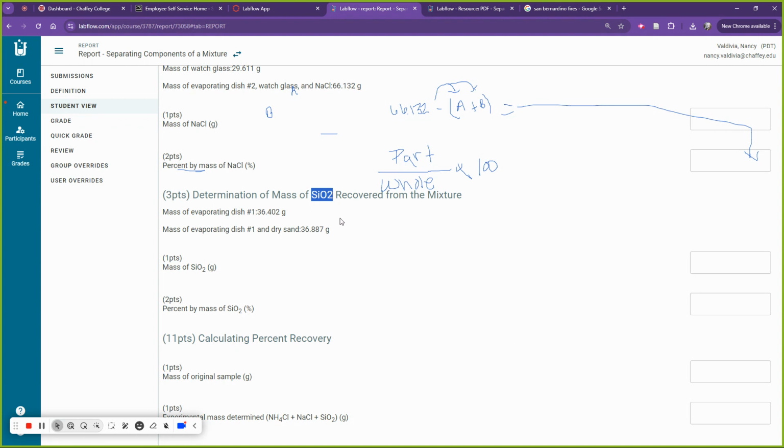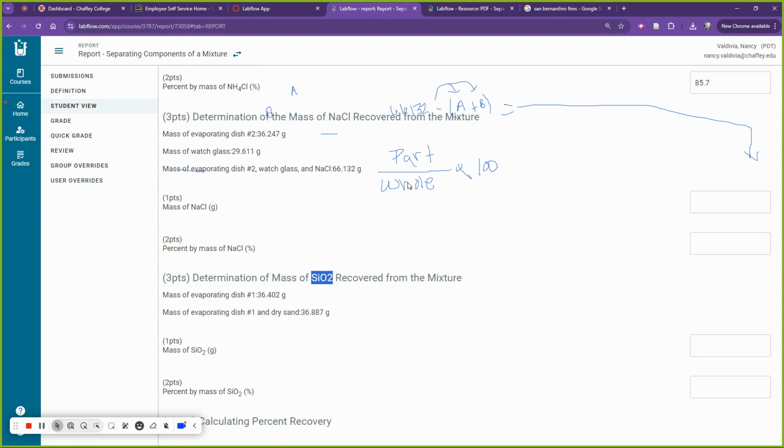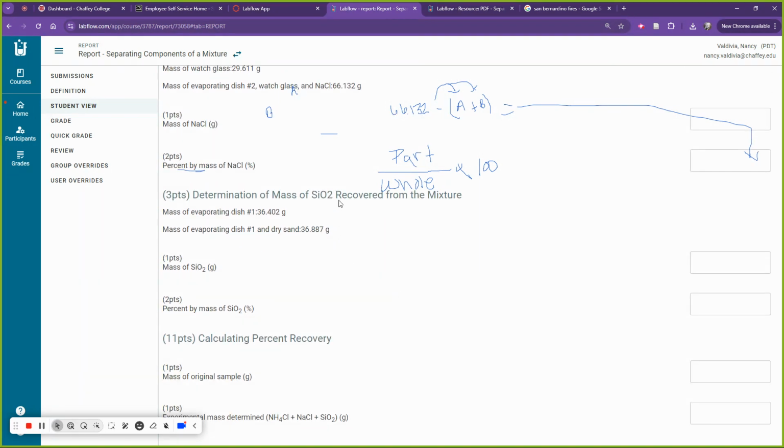So you always go back to the original sample as your whole, and then the part is what you're looking for. What are you actually testing for at that point? You know, your focus. So in this case, sodium chloride is your part. So whatever you get here for mass of sodium chloride, that's your part, divided by the whole, which was your 0.87. And then you're going to repeat that for the silicone dioxide. You're going to take your mass, your part of the silicone dioxide that you found, and divide it by the whole. Let me erase all this.